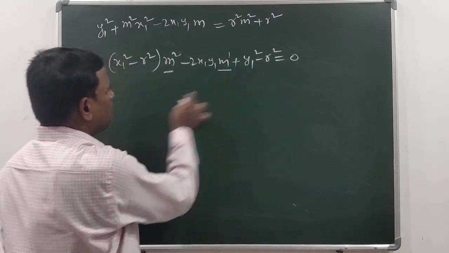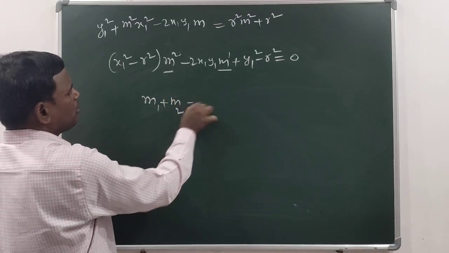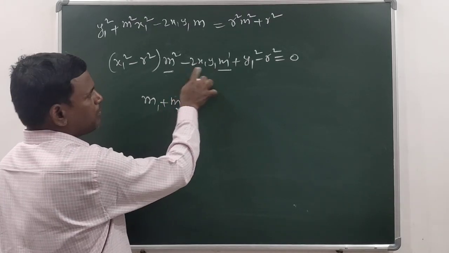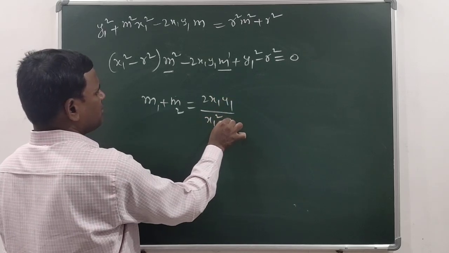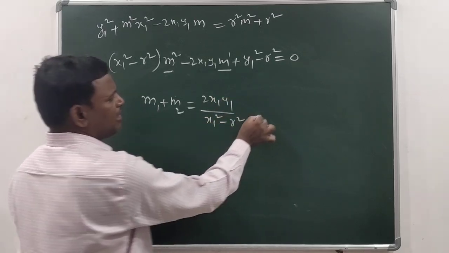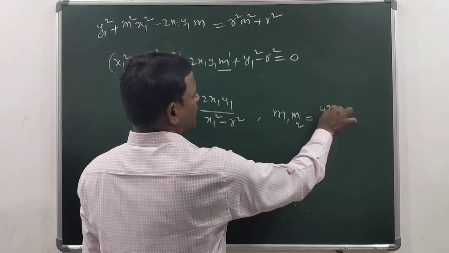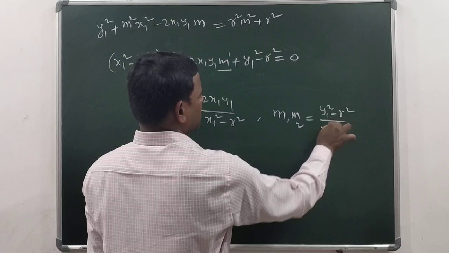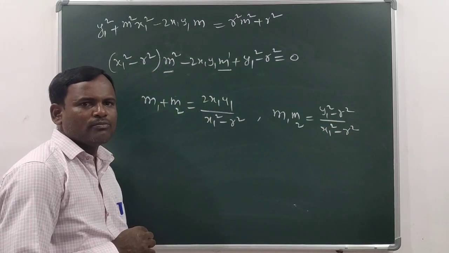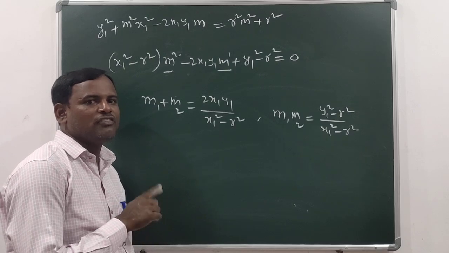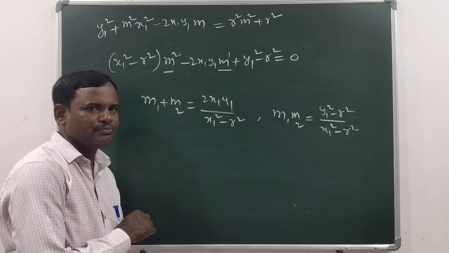Now find whose sum. So here m1 plus m2 is equal to minus b by a, minus of minus becomes positive, 2 x1 y1 by x1 square minus r square you will get, and if you require to write the product of the slopes, you can write y1 square minus r square by x1 square minus r square. What are m1, m2? Slopes of tangents drawn from P to that circle. In the previous diagram I have shown you.